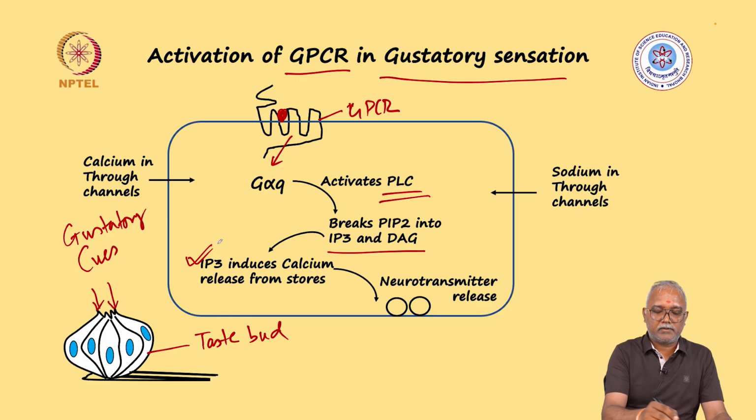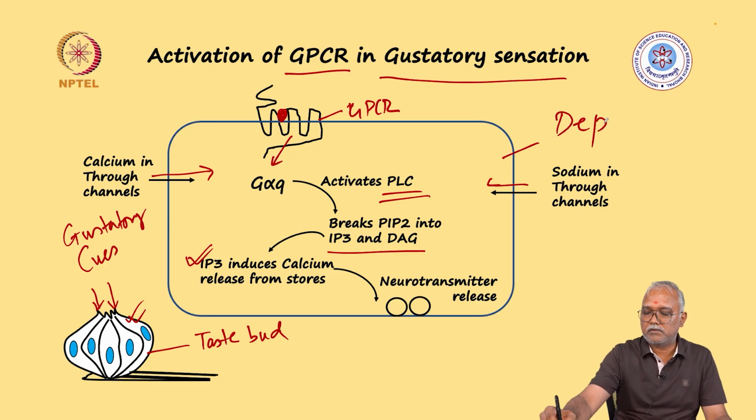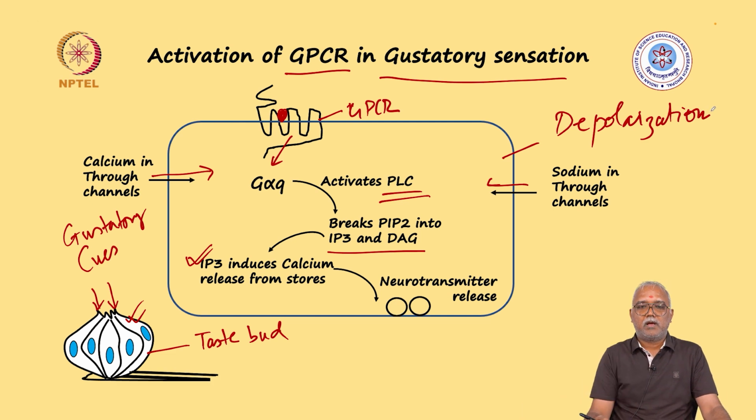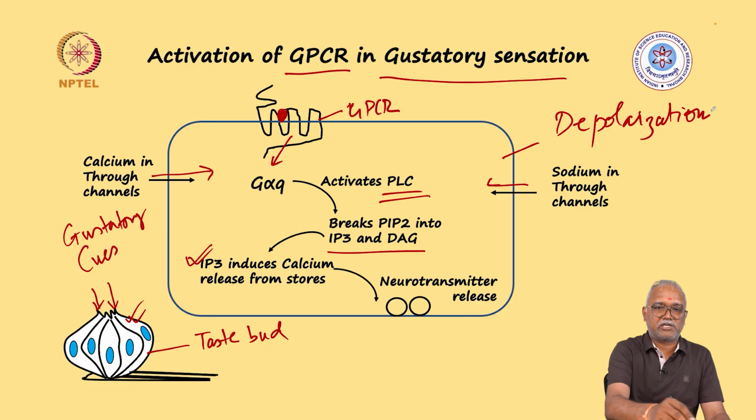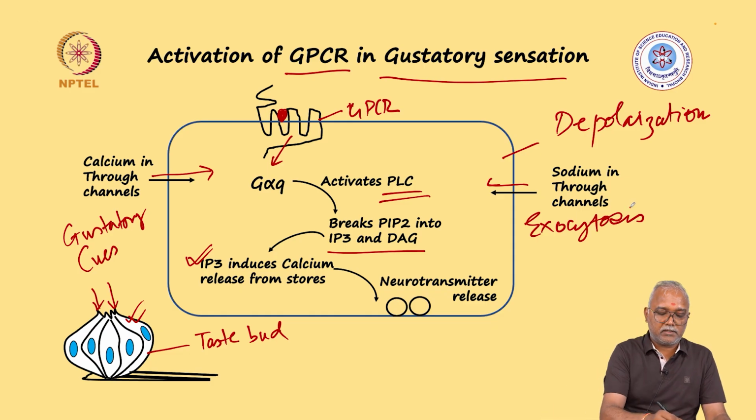In addition to that, there will be calcium which will be moving inside these cells. So this image which you see here is a representation of one of these cells. Calcium moves in, sodium moves in, and there is a depolarization which happens. It is a very well established fact that calcium is required for the process of exocytosis. So these taste bud cells have neurotransmitter-filled vesicles.